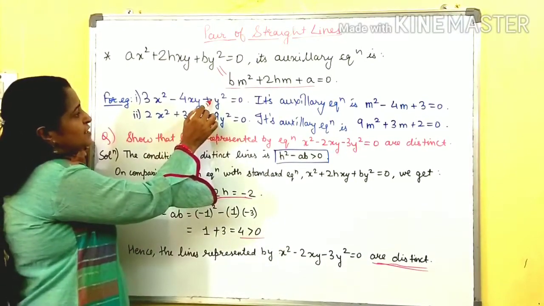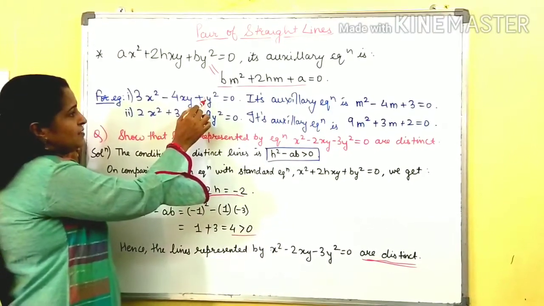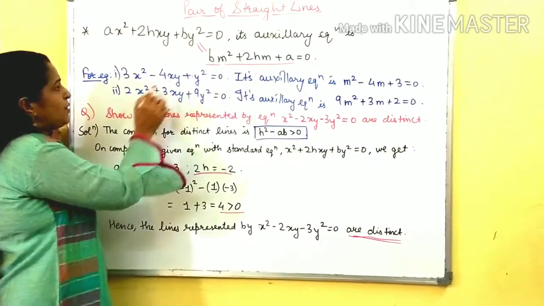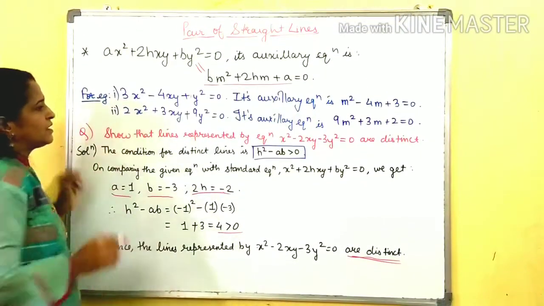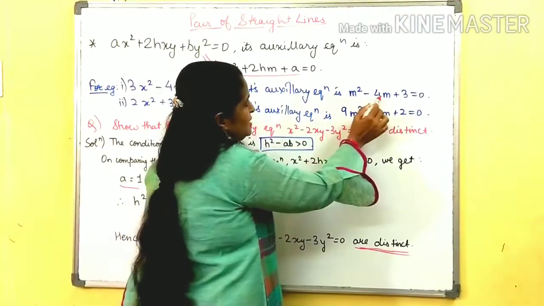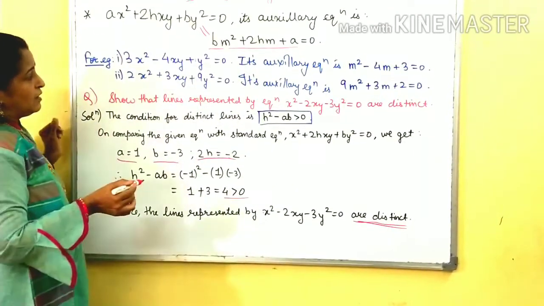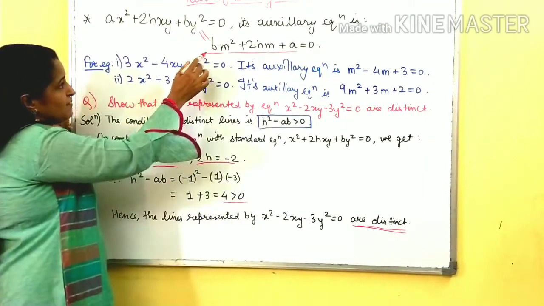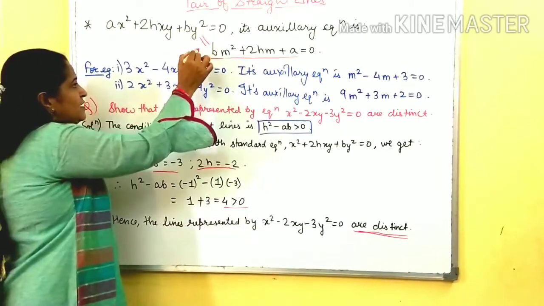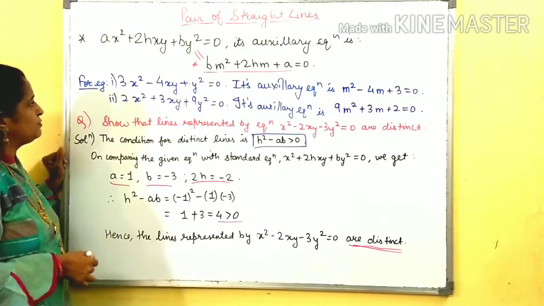Here b is nothing but the value which is 1. So you write it as m square minus 4m plus 3. Its auxiliary equation is m square minus 4m plus 3 is equal to 0. Compare to find the values of a, twice h and b, and use the standard result, which is bm square plus twice hm plus a is equal to 0.